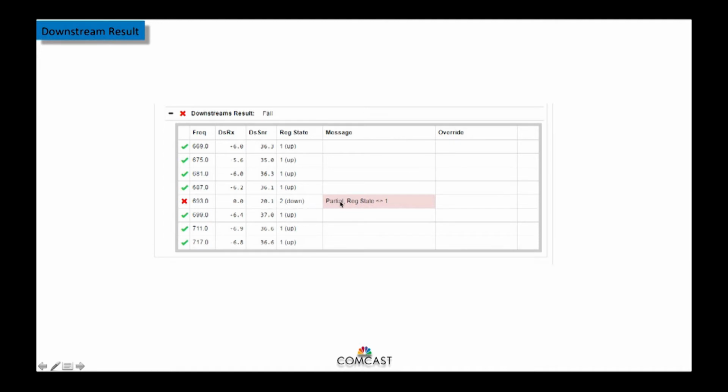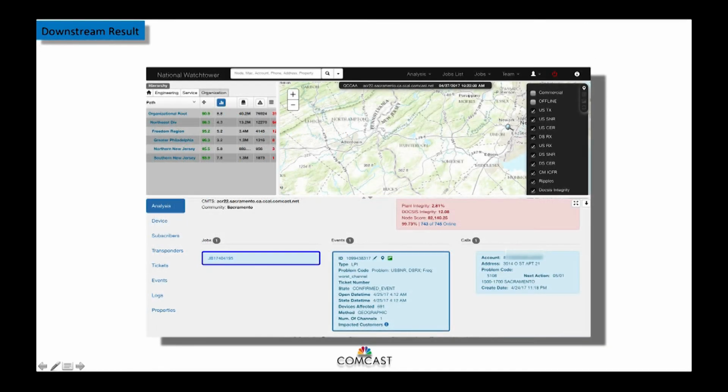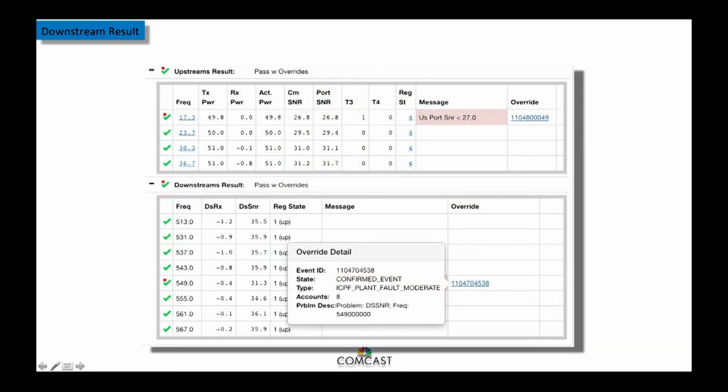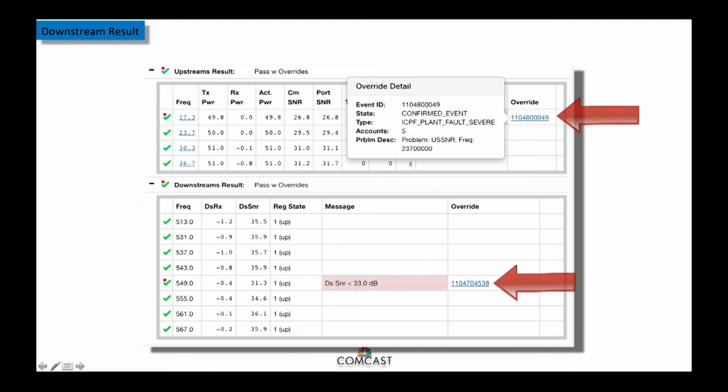It's telling you partial registration state. It is either less than or greater than 1. It should always be 1. It's not 1. That means it's not bonding properly. If there was a problem in Watchtower that the XOC was working on, and they had a job ticket number, you could have an override over here. It could say pass with overrides.